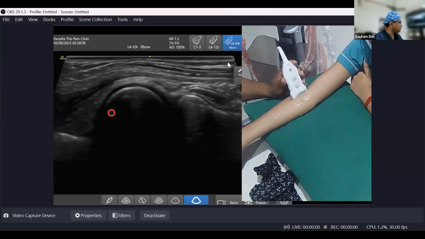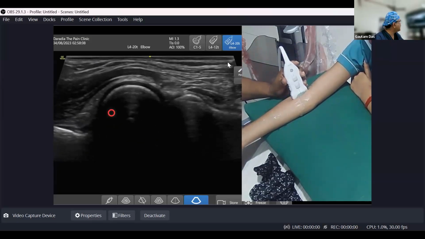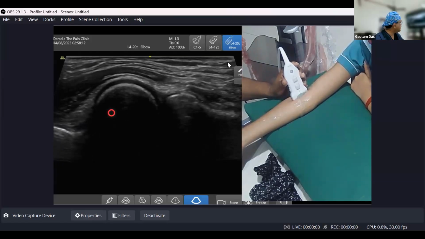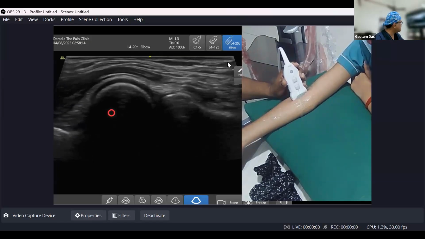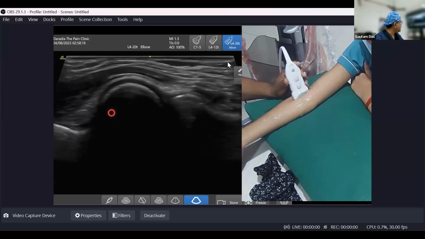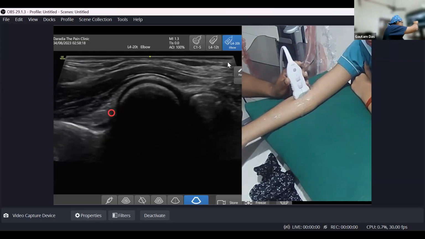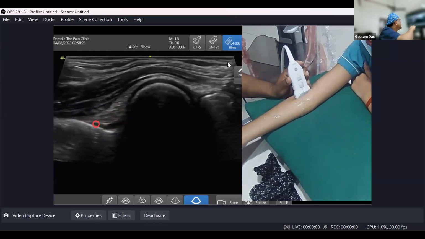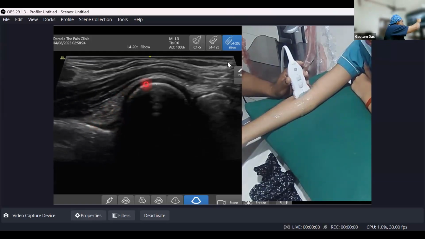So this is your radiocapitellar joint. Normally you see the radial head is a little bit flat. So this is how you'll be able to understand this. And this part was what? This was your radial fossa. You can see this is your capitulum.